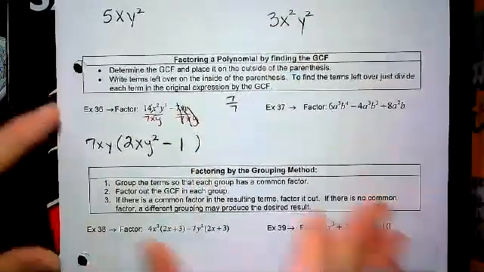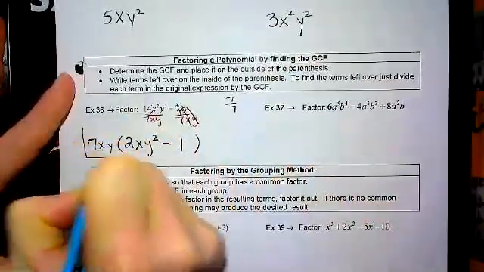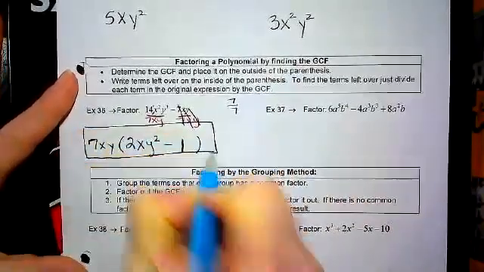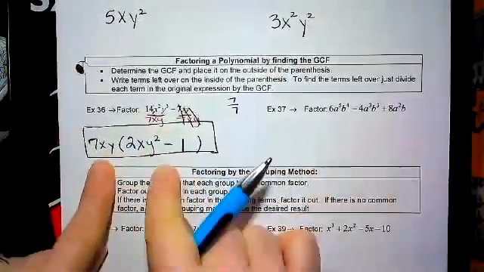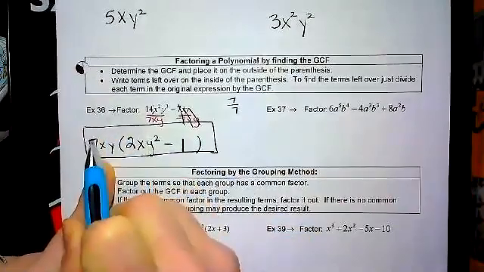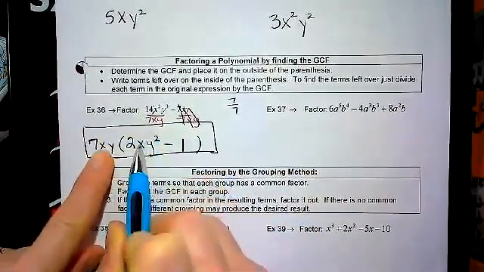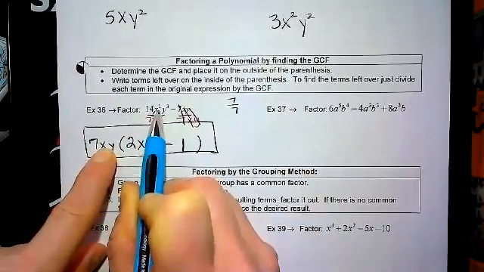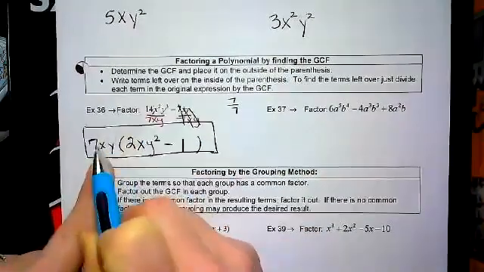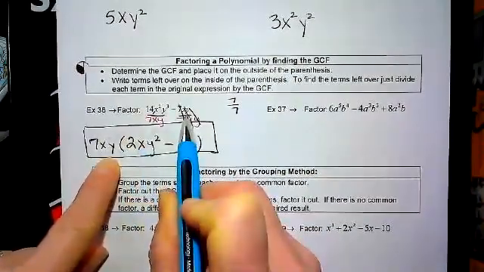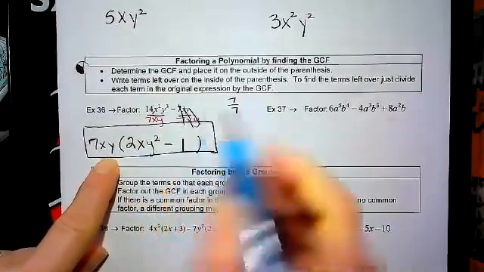So remember again, this is the opposite of the distributive property. So if you wanted to check yourself, what would you do? You would just multiply to show 7 times 2 is 14. Add those exponents. 1 and 1 make 2. 1 and 2 make 3. 7xy times 1 would give you that negative 7xy.